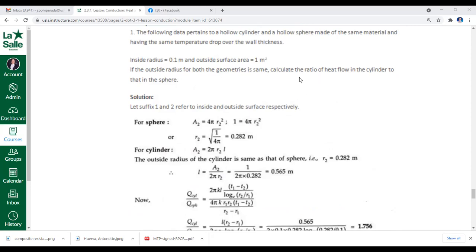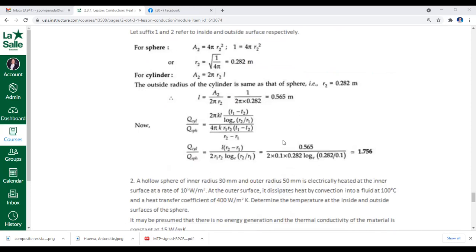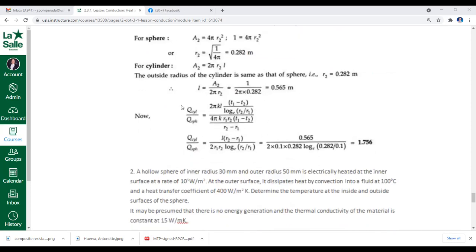So if you're going to work your way up from the unknown going to the known, you work on the known data, then you write the formula to determine the unknown. And the formula for the ratio of rate of heat transfer in the cylinder to that of the sphere would be this particular formula. For the cylinder, you'll be needing the length of the cylinder, the outer radius of that particular cylinder, and correspondingly the temperature drop, or the difference in temperature of the inner and the outer surfaces. As for the sphere, you will also be needing the thermal conductivity constant. You will be needing the inner radius and the outer radius.